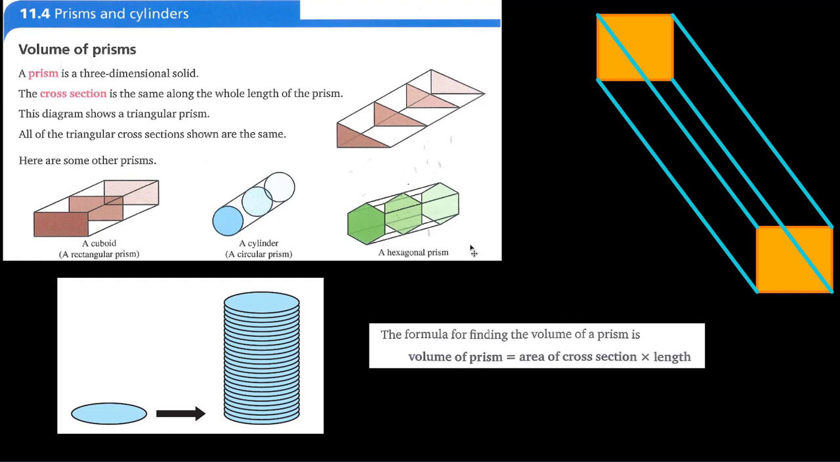Hi dear students, in this video we are going to study the volume of prisms and cylinders. Firstly, the prism is a three-dimensional solid, as you see here, in which the cross sections are repeating. That's also important. What is a cross section? It is the same along the whole length of the prism.